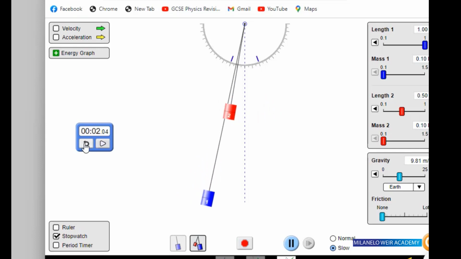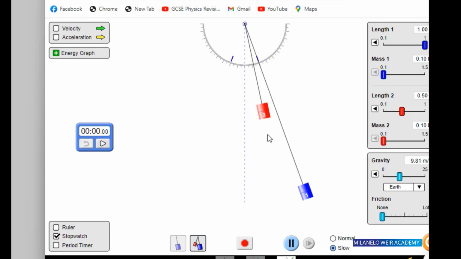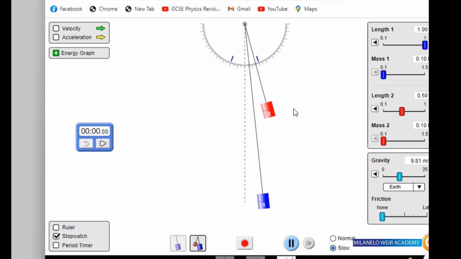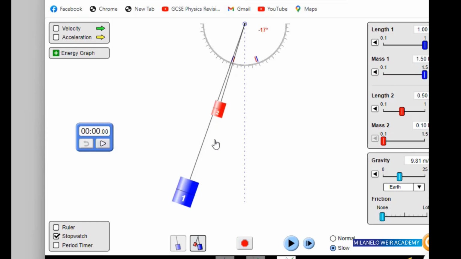So that's it. Now what can we say? Length has an effect. So if the length is shorter, the period is shorter, right? It takes less time. So that's it about the length. Now let's look at the mass. What can we do? We are going to increase the mass of the blue one. The blue one mass is here, maximum 1.5. Remember, the length has to be the same. So the red one now, we will have its length 1 meter, just like this one, right?